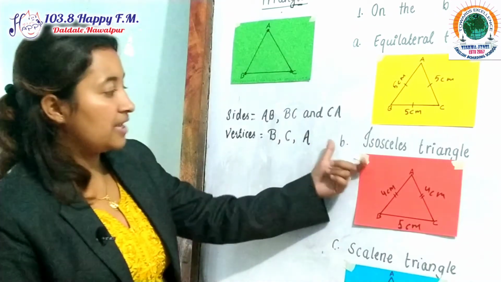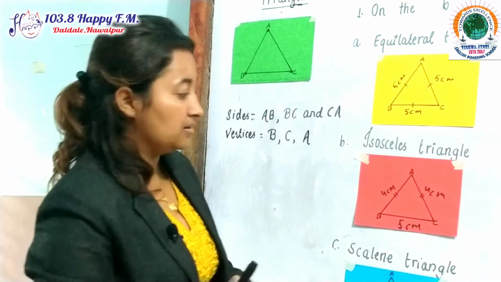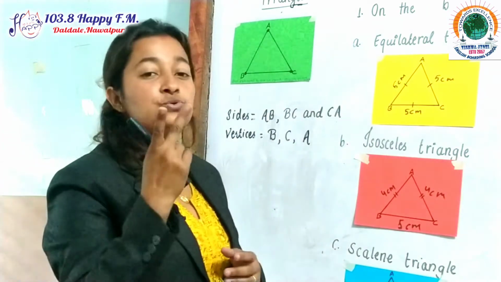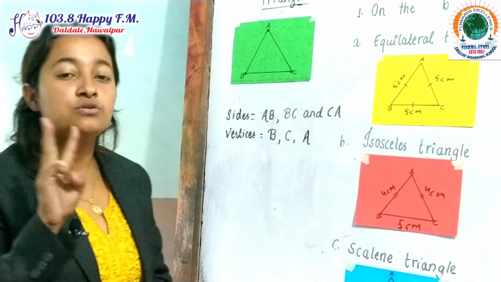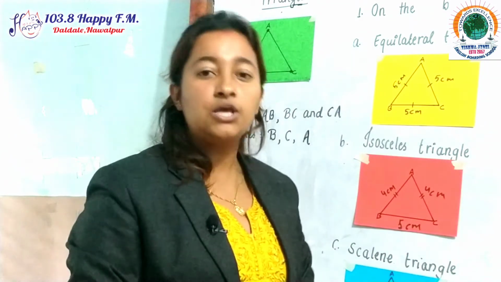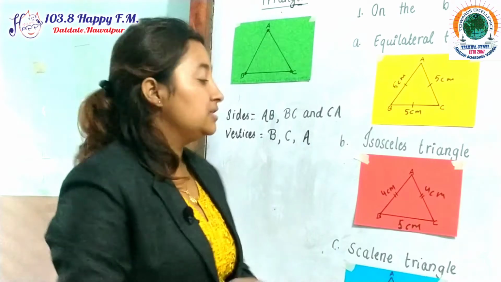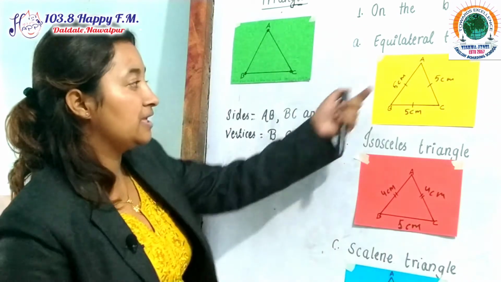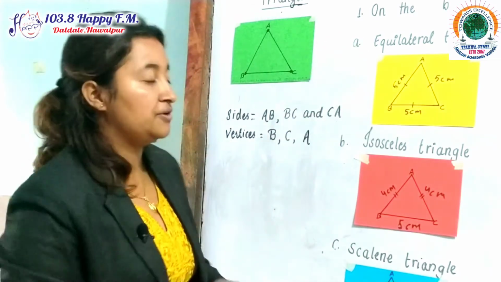Now let's come to the next one, that is the isosceles triangle. Isosceles means having 2 sides equal. A triangle has totally 3 sides, but if any 2 sides of the triangle are equal in length, it is called the isosceles triangle. I forgot to tell you one thing about the equilateral triangle, a property of the equilateral triangle.